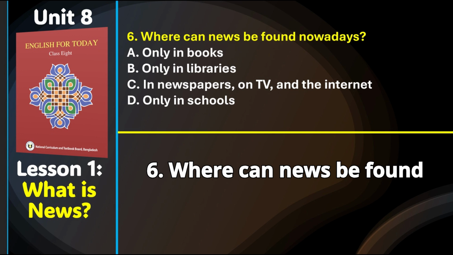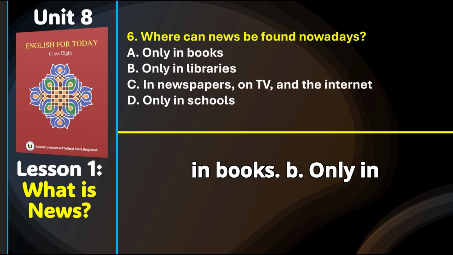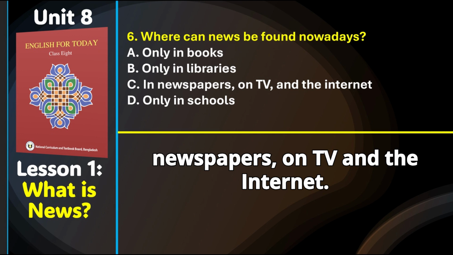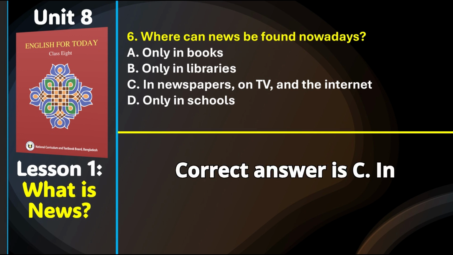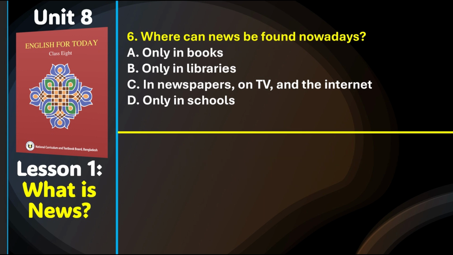6. Where can news be found nowadays? A. Only in books. B. Only in libraries. C. In newspapers, on TV and the internet. D. Only in schools. Correct answer is C. In newspapers, on TV and the internet.